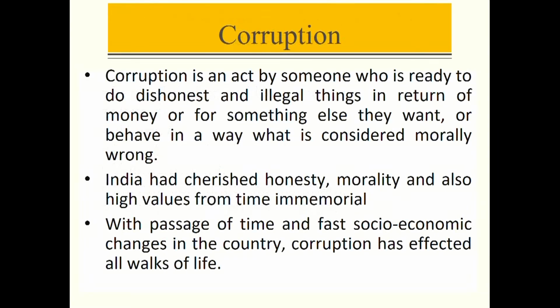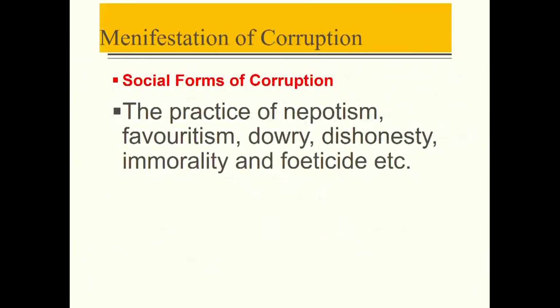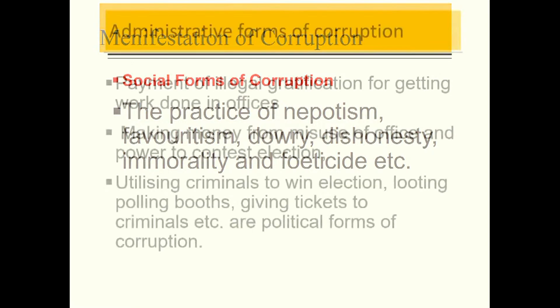Now let us discuss corruption as a practice. Corruption is an act by someone who is ready to do dishonest and illegal things in return for money or for something else they want, or to behave in a way that is considered morally wrong. There are different forms of corruption. In the social form, you can see the practice of nepotism, favoritism, dowry, dishonesty, immorality, and feticide.